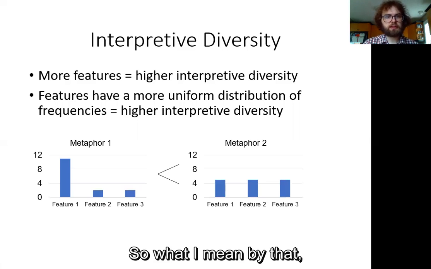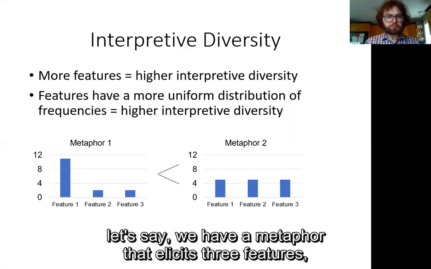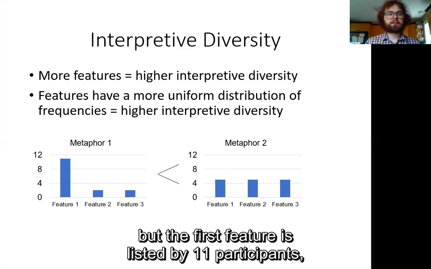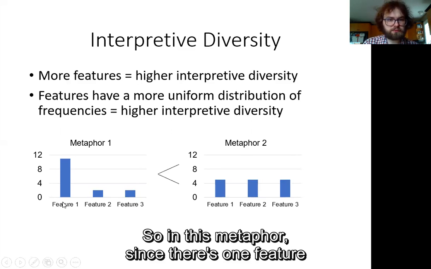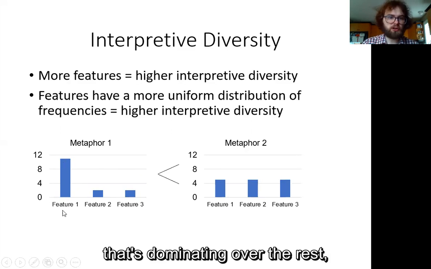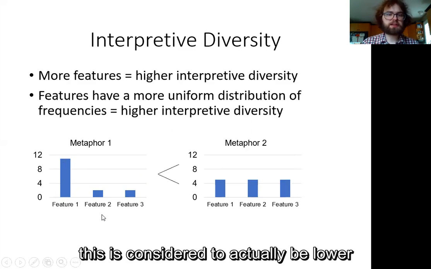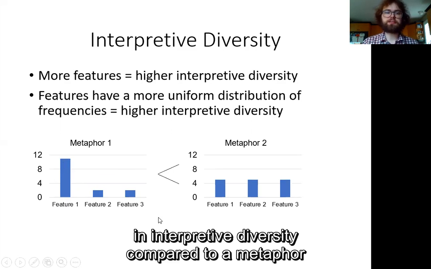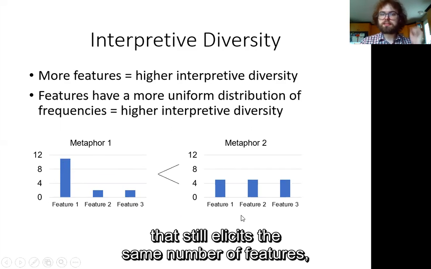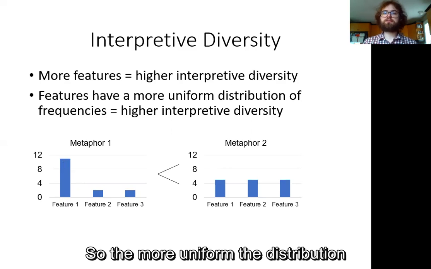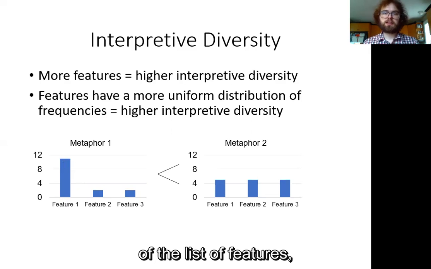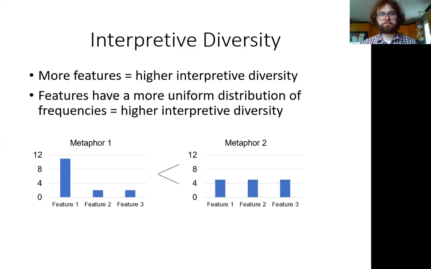So what I mean by that, let's say we have a metaphor that elicits 3 features, but the first feature is listed by 11 participants, whereas the other 2 features are listed by only 2 participants. So in this metaphor, since there's one feature that's dominating over the rest, this is considered to actually be lower in interpretive diversity compared to a metaphor that still elicits the same number of features, but each of those features are equally as likely to be listed. So the more uniform the distribution of the listed features, the higher the interpretive diversity.